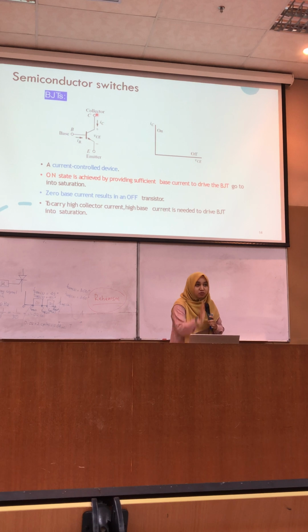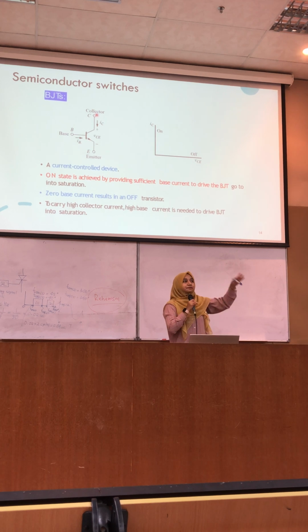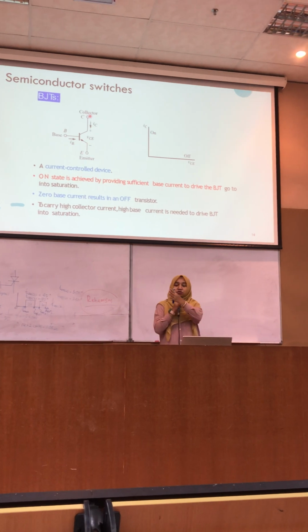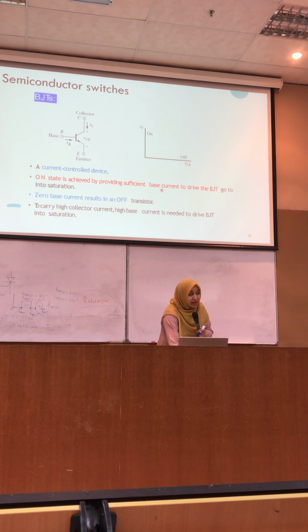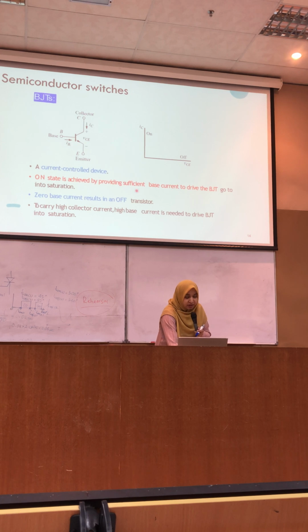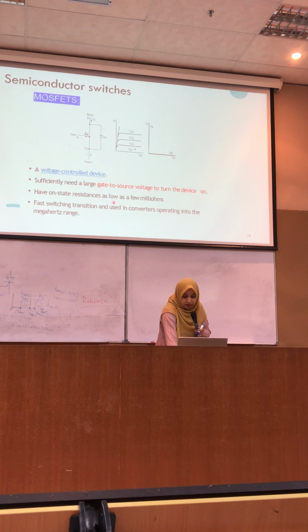So your collector will be connected to the input side, and your emitter will be connected to your output side. Right? Okay. Once you supply sufficient base current, then your switch here, your BJT, will be turned on. If, let's say, there is no base current being supplied, then your BJT will be off or open circuit. Alright. Okay, and then we go for MOSFET.